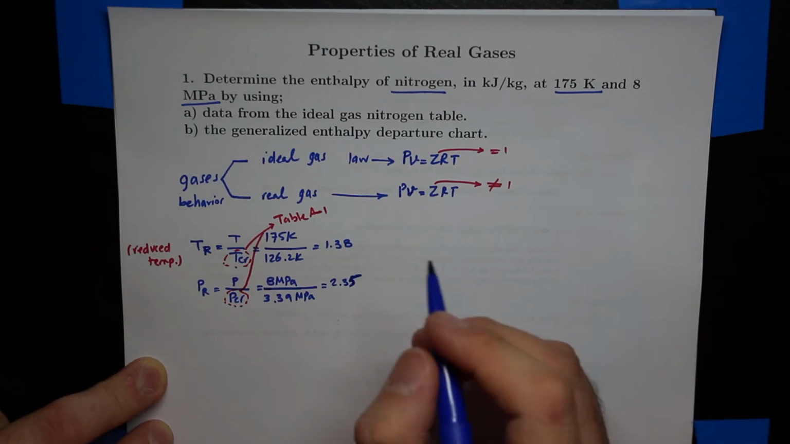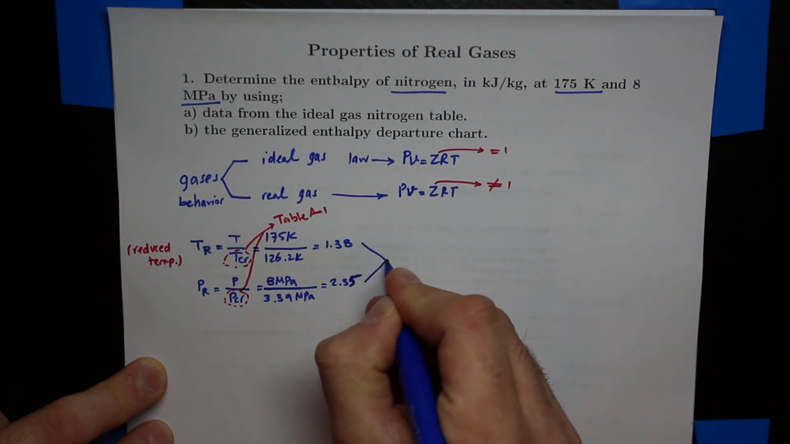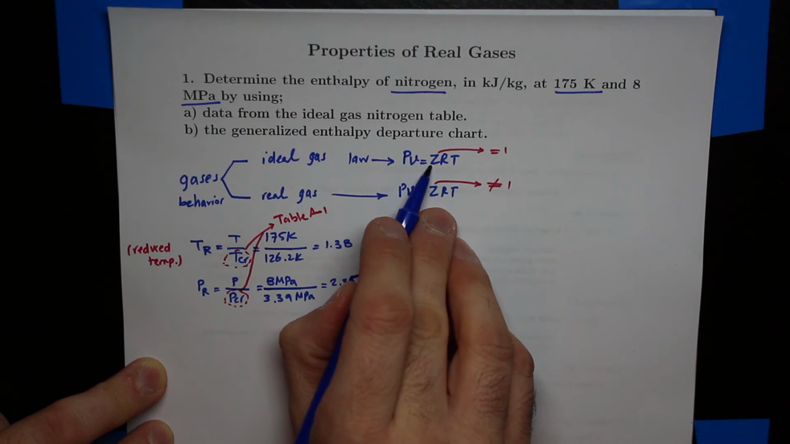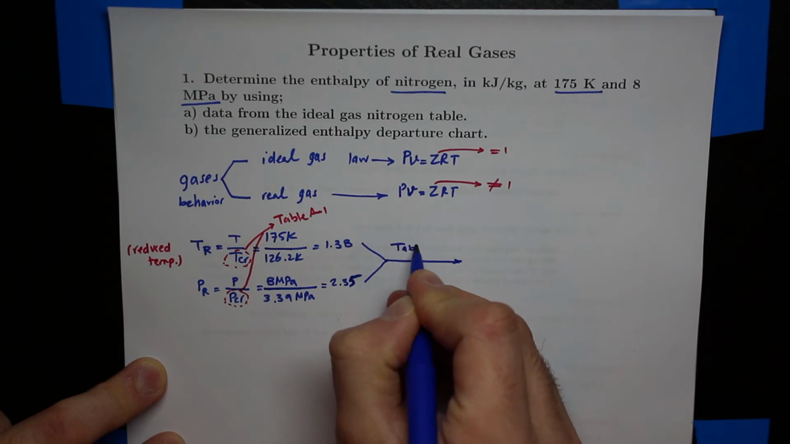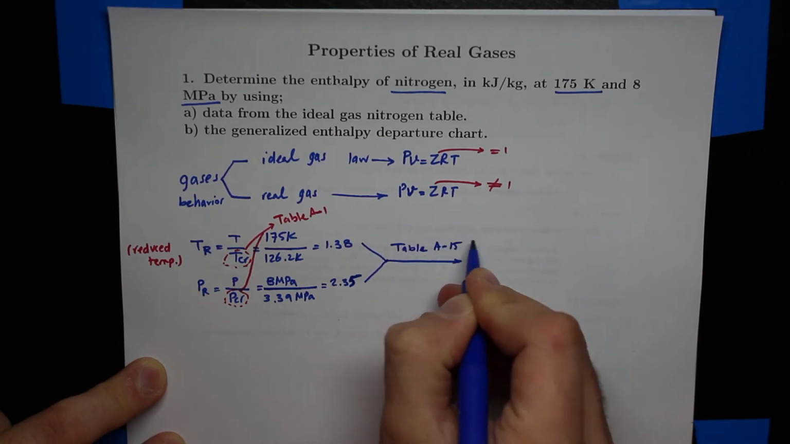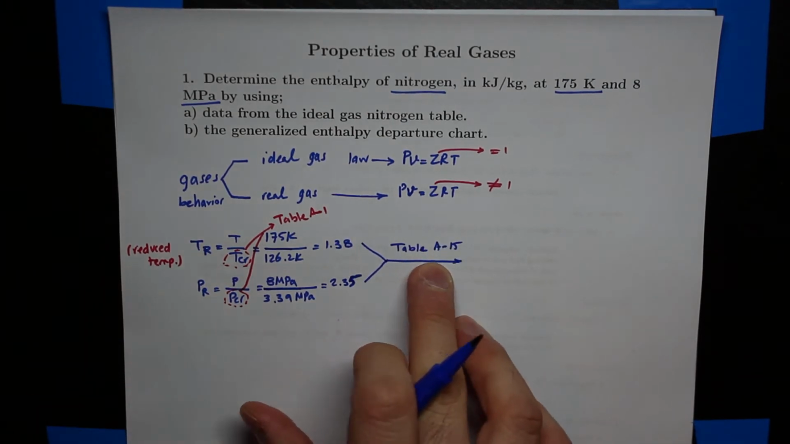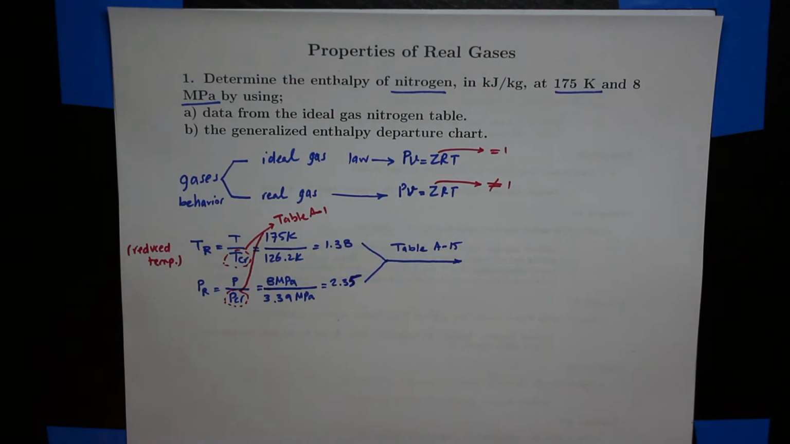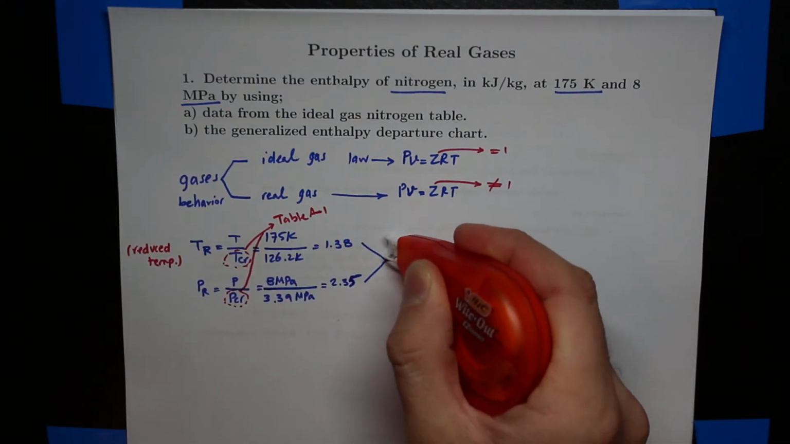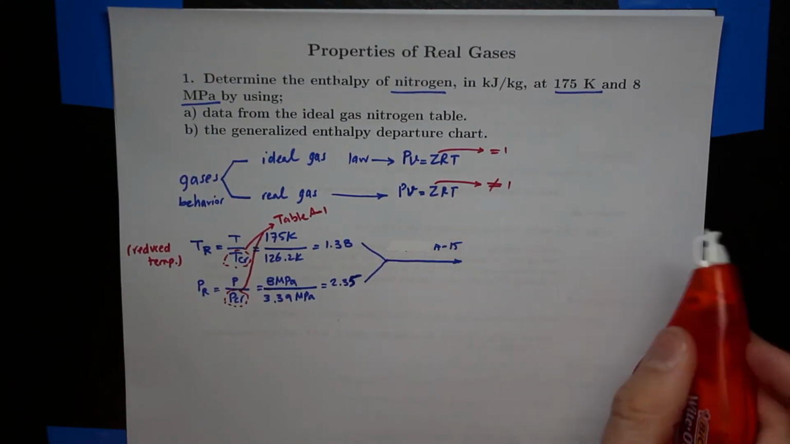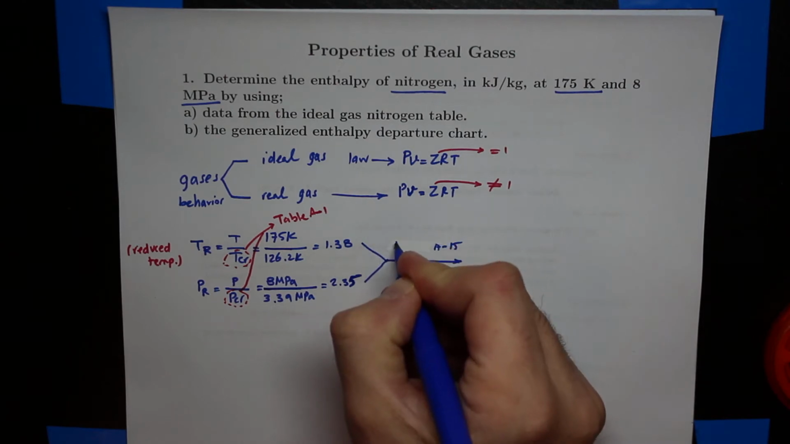Now, the next step to find the Z value is to go to the figure, I should say, A15 from your textbook. So if you go to figure A15, let me correct this because this is not really a table. Let me correct.